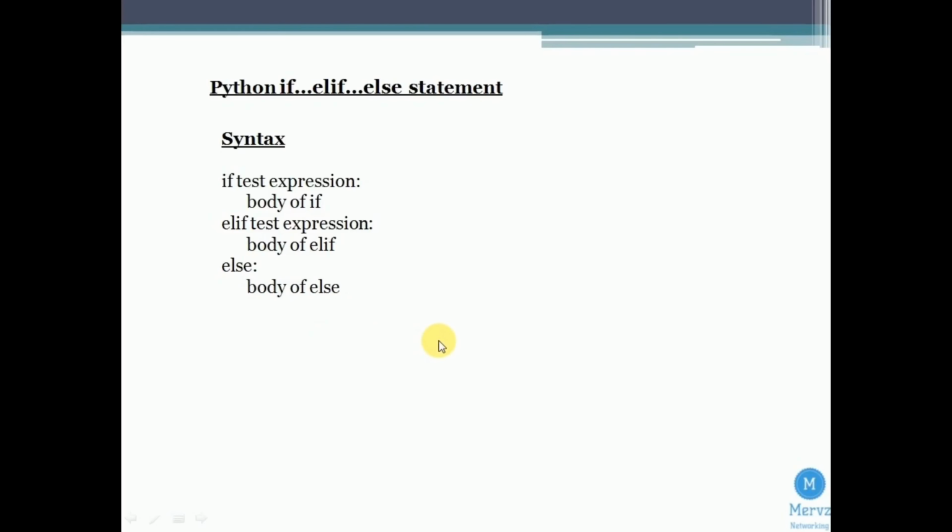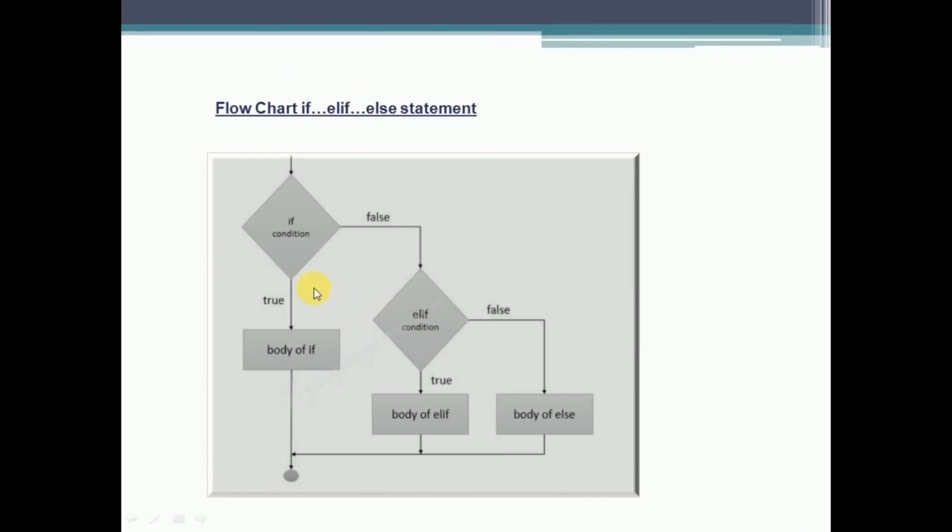You will get a clear idea about the else if statement after seeing the flowchart. Let's see the flowchart. If the condition is true, the body of if will execute. If it is false, the program will check the else if condition. If the else if condition is true, the body of else if will execute. If the condition for else if is false, then the body of else will execute. That means if both the conditions are false, then only the body of else will execute.